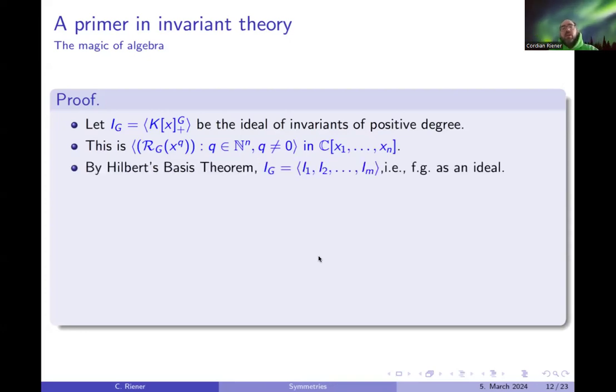Now, I think you all have heard about Hilbert's basis theorem. So this is an ideal. We don't know a lot about this ideal, other than it is an ideal in our Noetherian polynomial ring. But then we know by Hilbert's basis theorem that this ideal is finitely generated. So we know that there are some polynomials I1 to IM which generate this ideal.